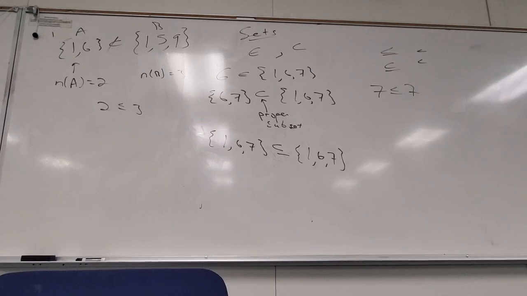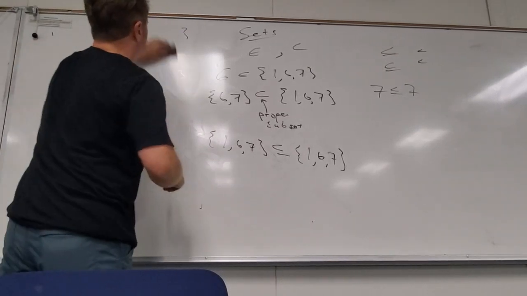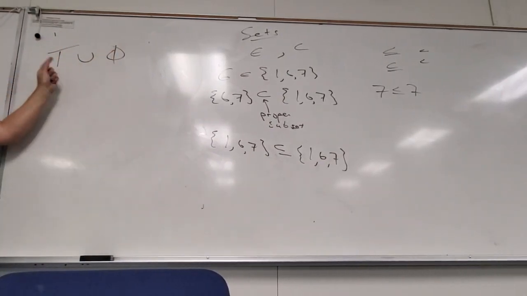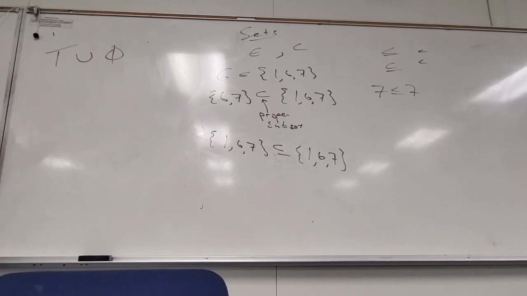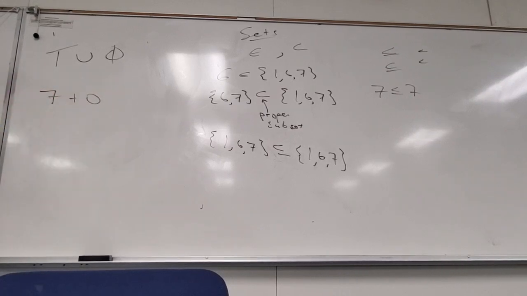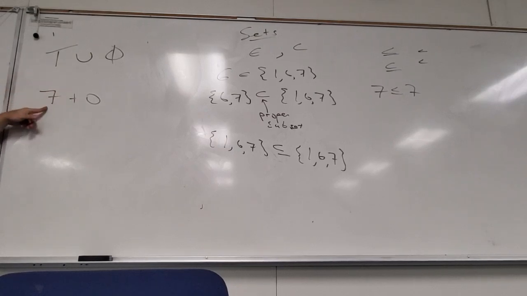So some people were asking me about T or the empty set. What this really means is take T and add to it everything that the empty set has that's not already in T. So it's basically like me saying 7 plus 0. If I add nothing to 7, it's still 7. If I add nothing to T, it's still T. So the answer is T. Is that all right, guys?